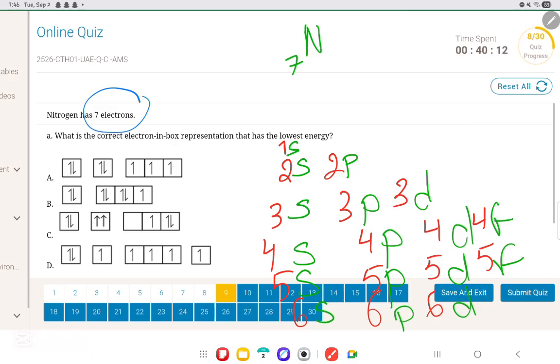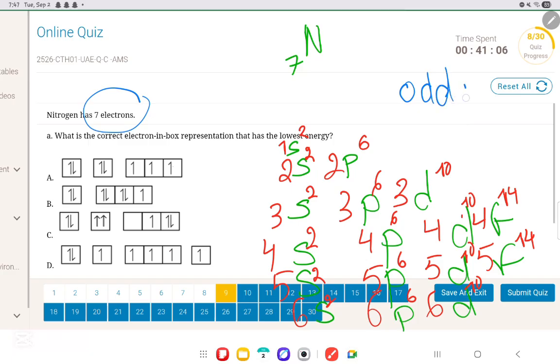What you need to remember is that S always has a maximum of 2 electrons. P always has a maximum of 6 electrons. D always has a maximum of 10 electrons. And F always has a maximum of 14 electrons. Just remember, when the number is odd, you're going to add 1, but when the number is even, you keep it the same. What does this mean? Let's start. First of all, you start from 0 and take 1, so you're adding 1.